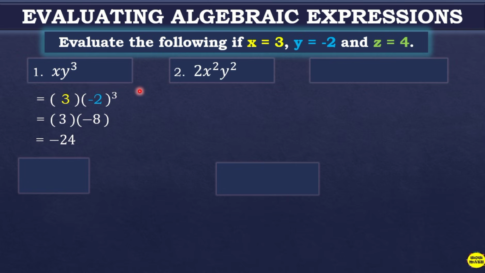Let's have number 2. So, meron naman tayo dito dalawang exponents. So, meron ng exponent si x at si y. So, we have here 2. So, copy mo yung 2. Yung x, isubstitute natin si 3. So, 3 squared na siya. And then si y, isubstitute natin si negative 2.